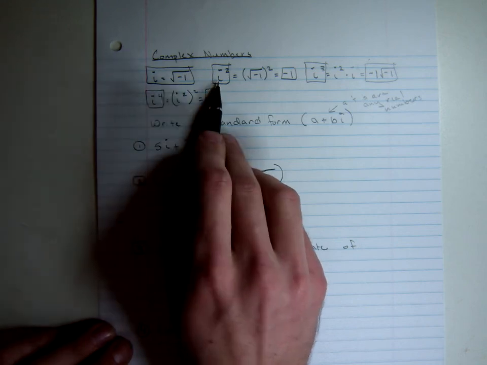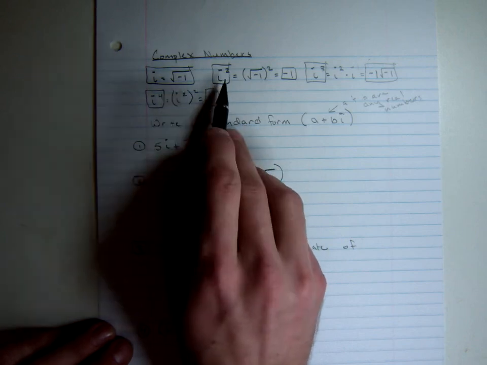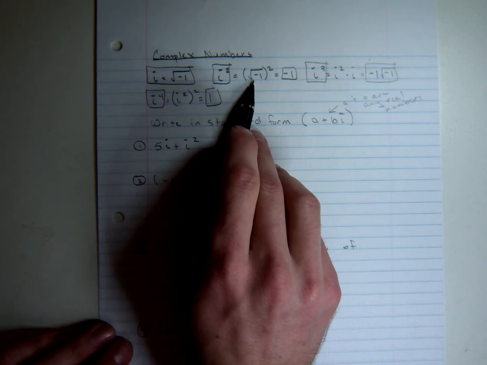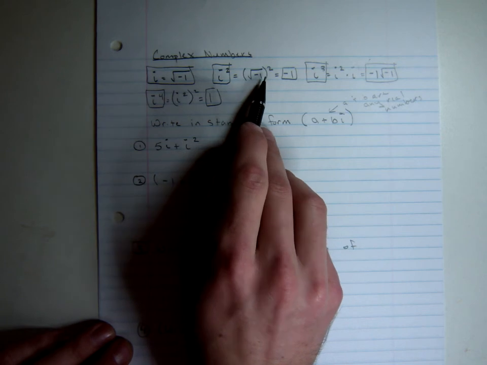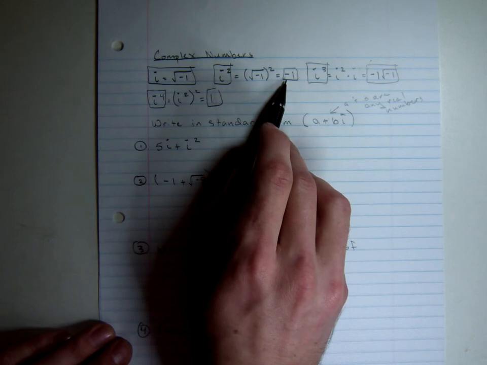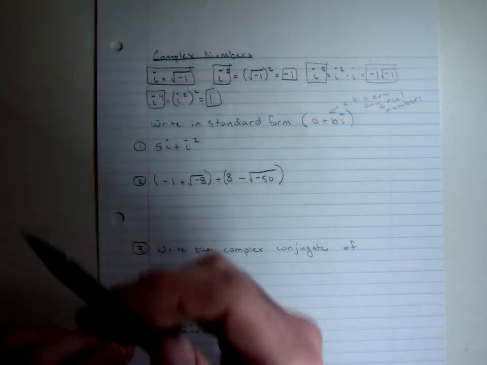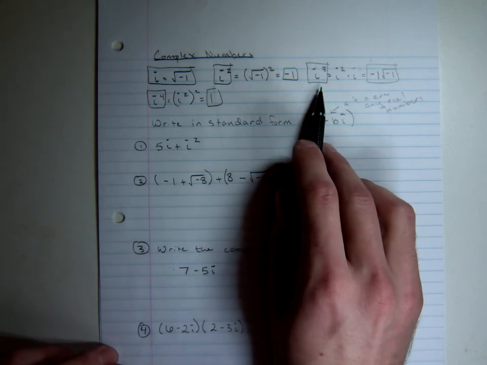Then we go ahead and do i squared. Well, if i is equal to the square root of -1, then i squared is equal to the square root of -1, squared. If we do that, the square roots will cancel out and we're left with -1. So i squared is equal to -1. Moving forward, I can do i cubed.